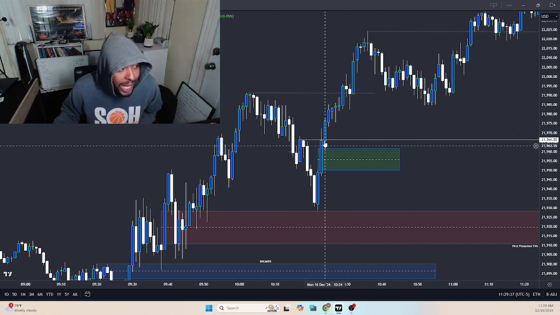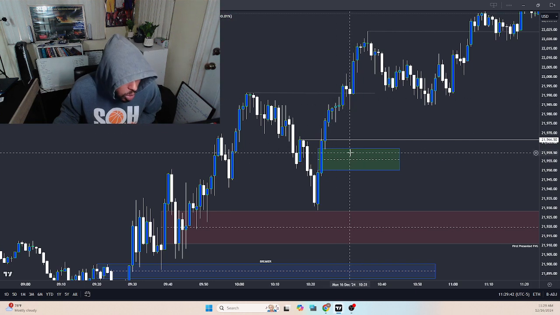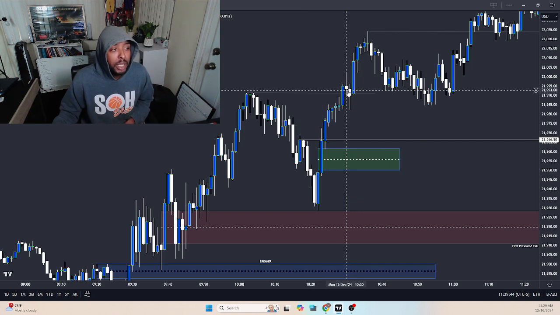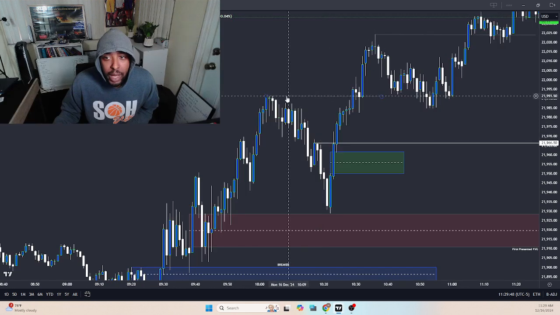Another entry, but what happened? It didn't even come back down. It didn't even have the willingness to come back down to this zone. Why? Because we're extremely bullish, because it took out this high. Right? It took out this high.